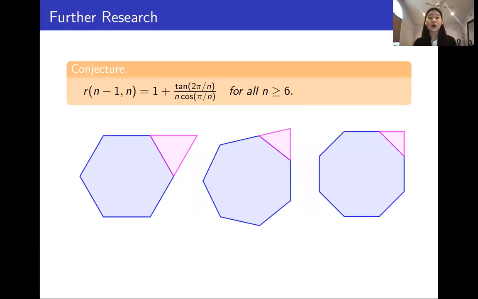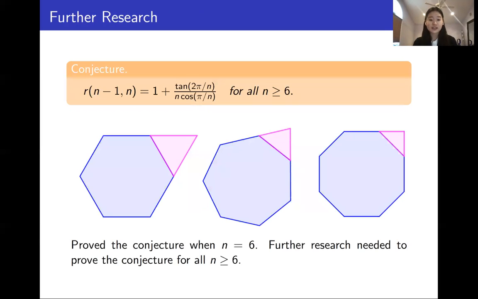For further research, I hope to prove the following conjecture. For all n greater than or equal to 6, the ratio between a convex n-gon and a surrounding (n-1)-gon is 1 plus tan(2π/n) over n times cos(π/n). The following figure shows 3 cases when n equals 6, 7, and 8.